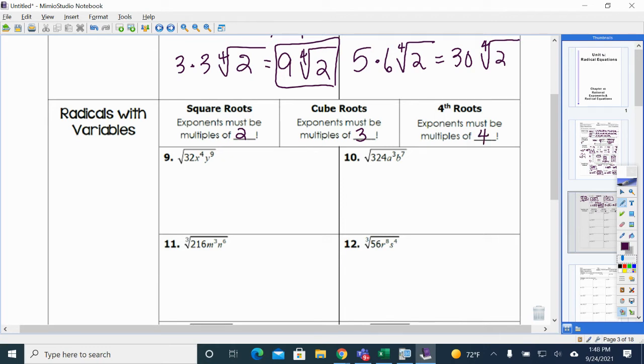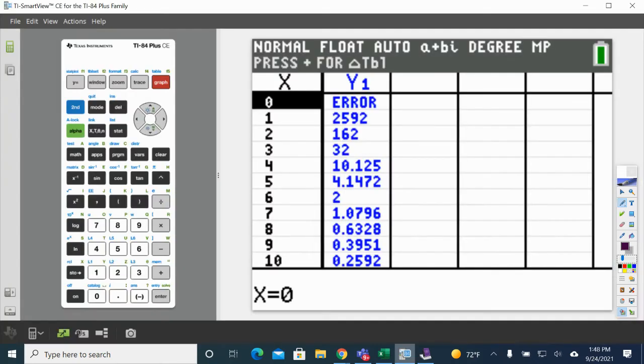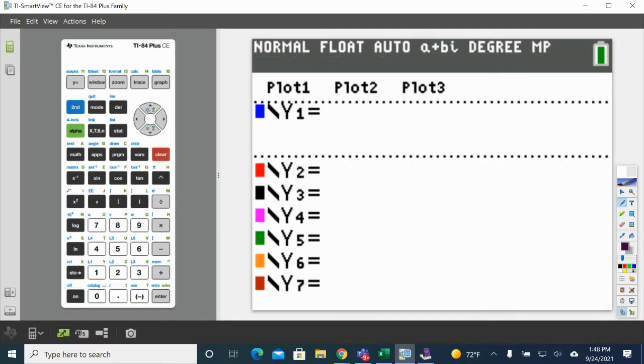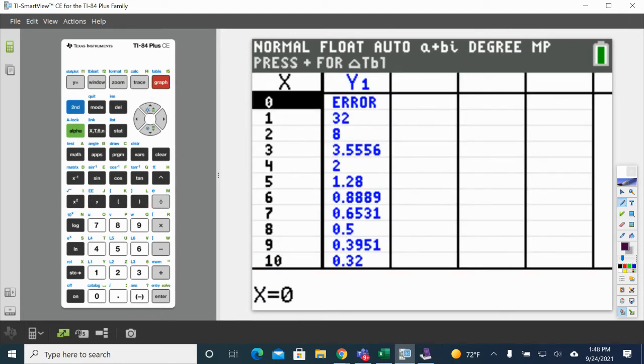So let's look at number 9. On number 9, the index is 2. And we're going to just take care of the 32. I'm going to ignore the variables for just a second. So I got 32. I'm going to go to y equals 32 divided by x squared because the index is 2. And it's 4 times the square root of 2.